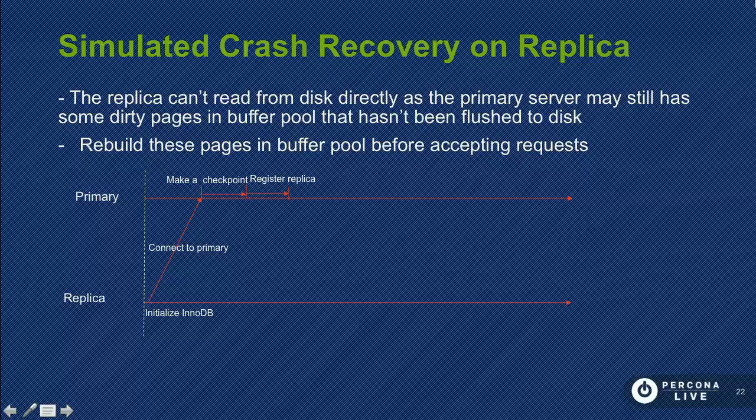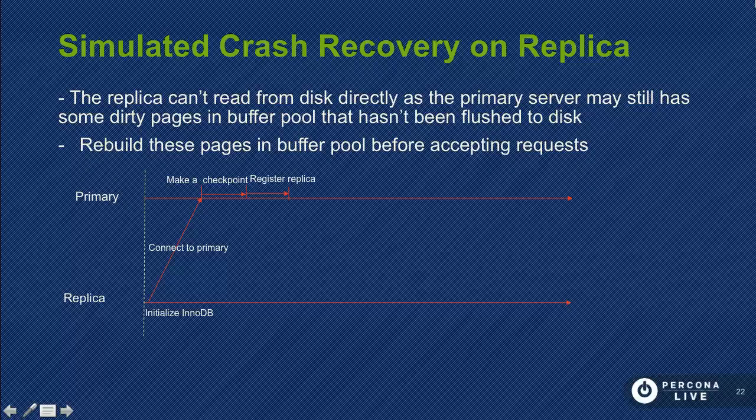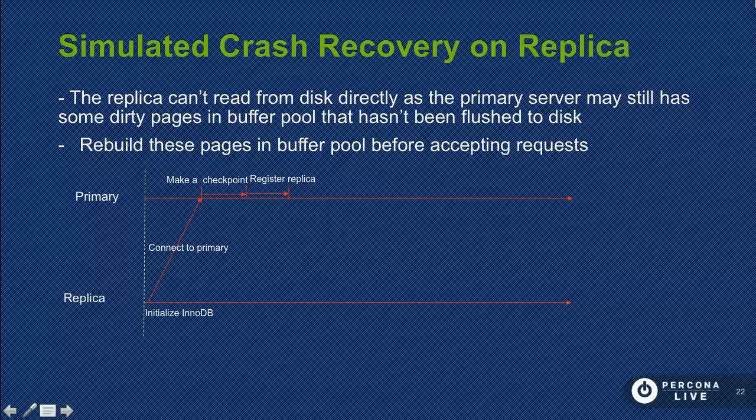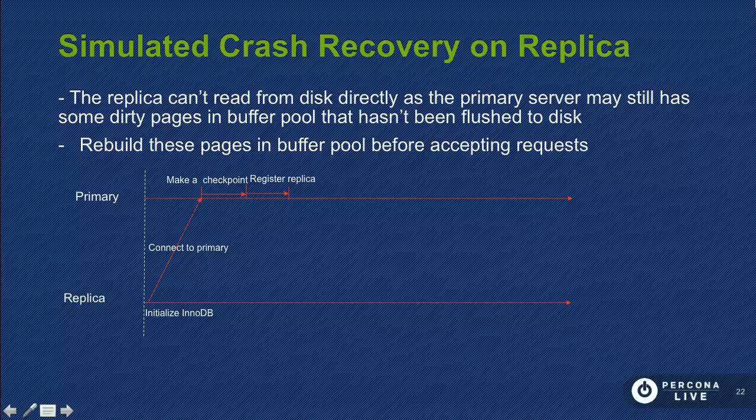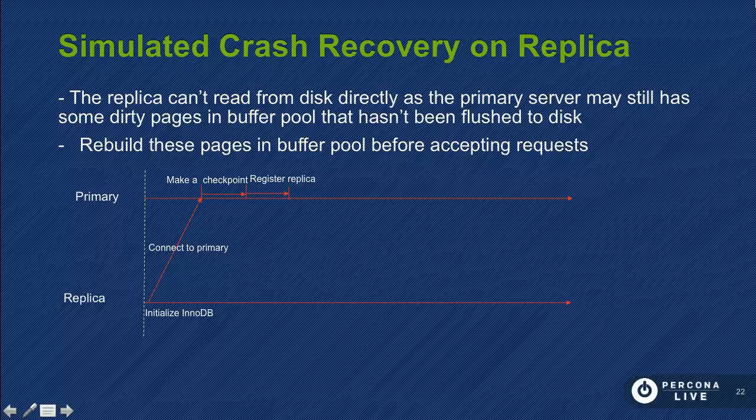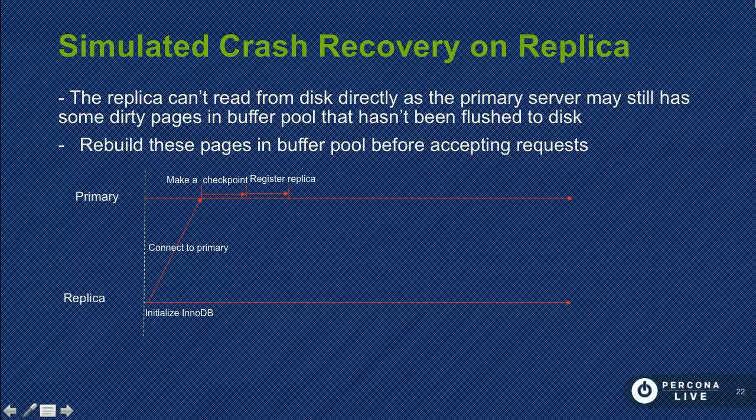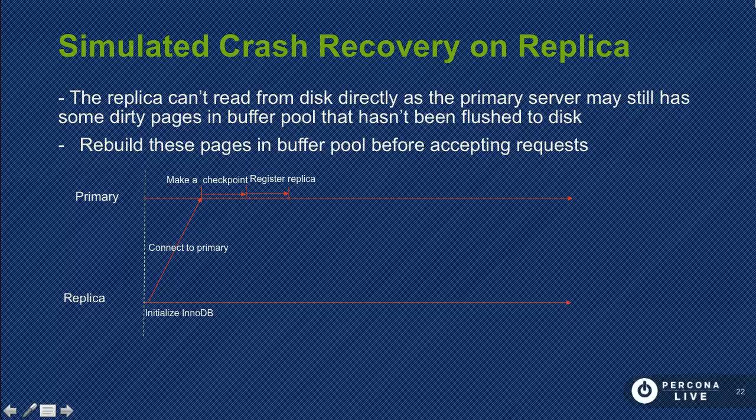After that, it will register a memory object on the primary and take the oldest LSN in the buffer pool as the initial value of the applied LSN on this new replica. And after registering this new replica, page flushing on the primary server is subject to this new replica.